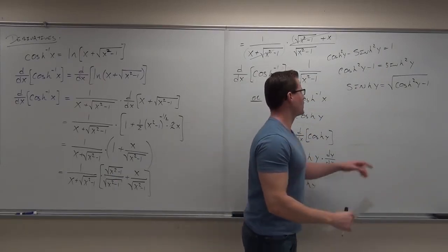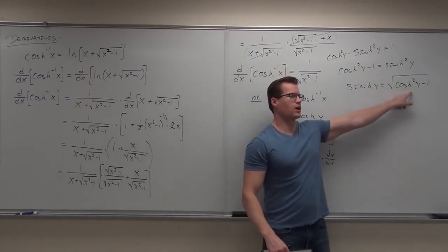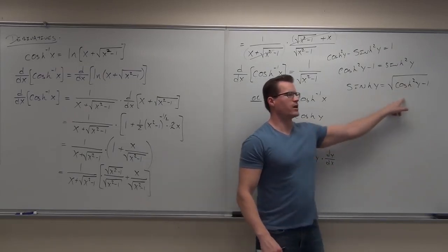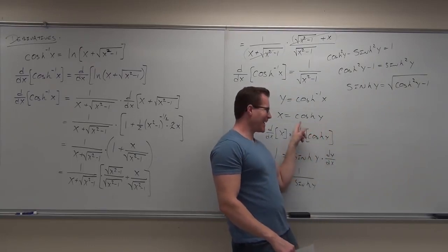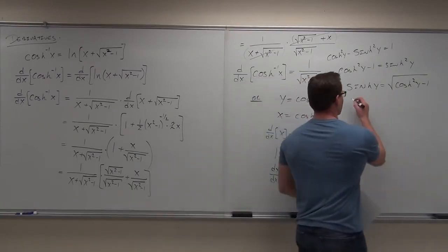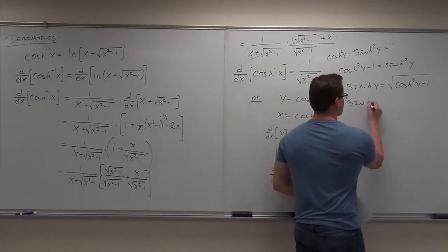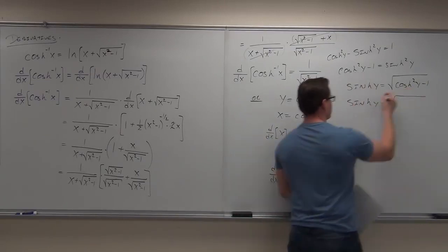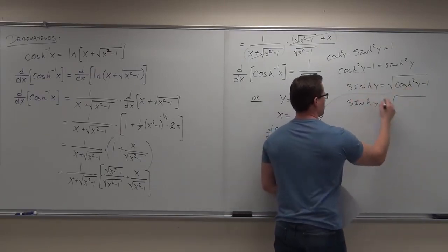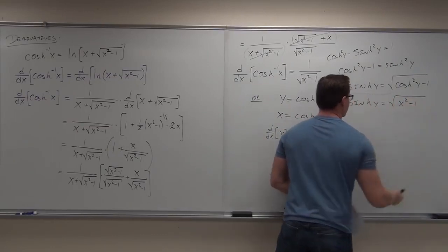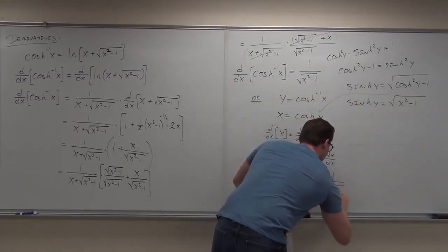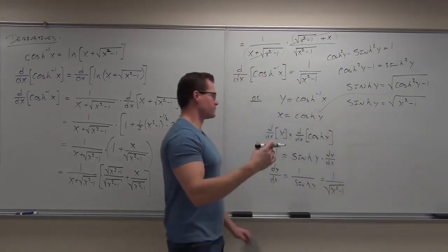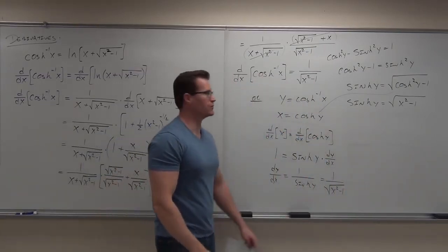Only think back to what cosh y equals for us. Cosh y is how much? It's x. So then sinh y equals square root of, from here, x squared minus 1. And that solves it for us again. So 1 over square root x squared minus 1. Same thing, different way to prove it.